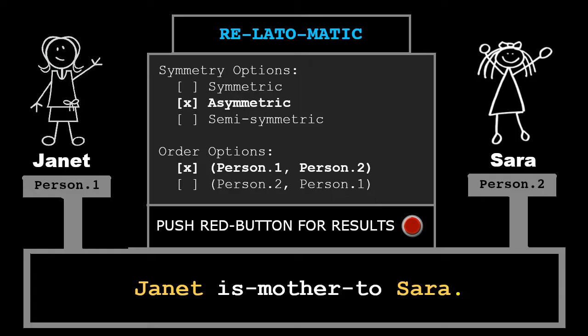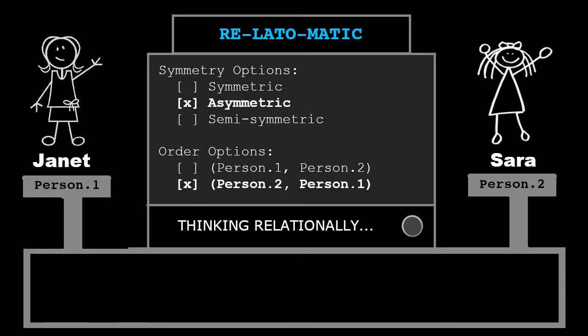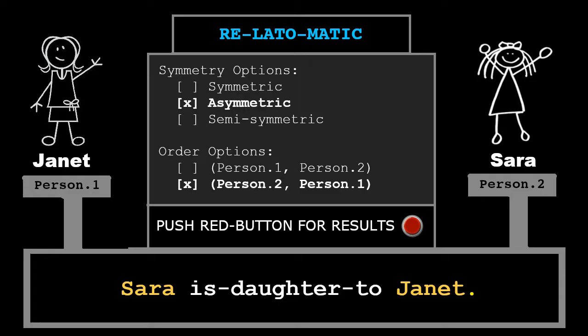You and I know that if Janet is the mother of Sarah, then Sarah is the daughter of Janet. But does the machine know this? Let's reverse the order in which the machine considers each person and press the red button. Sarah is daughter to Janet. Bingo. When the machine is set to asymmetrical, its answer depends on our choice of which person to evaluate first. We use the word asymmetrical to describe relations like mother and daughter. If Janet is the mother of Sarah, then Sarah can never be the mother of Janet. Asymmetrical relations only work in one direction.